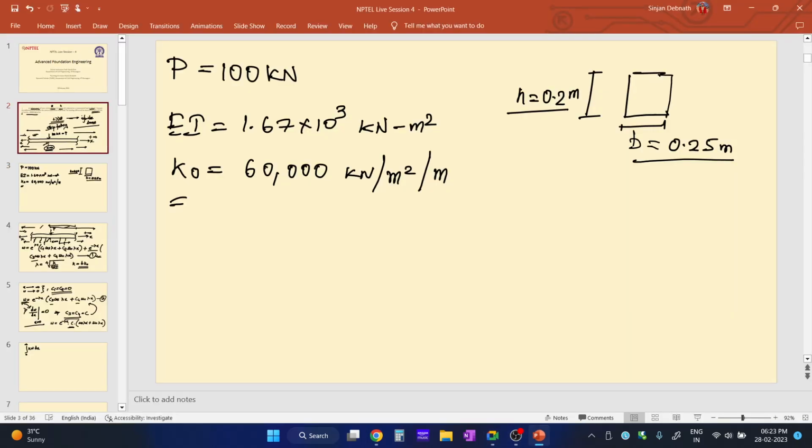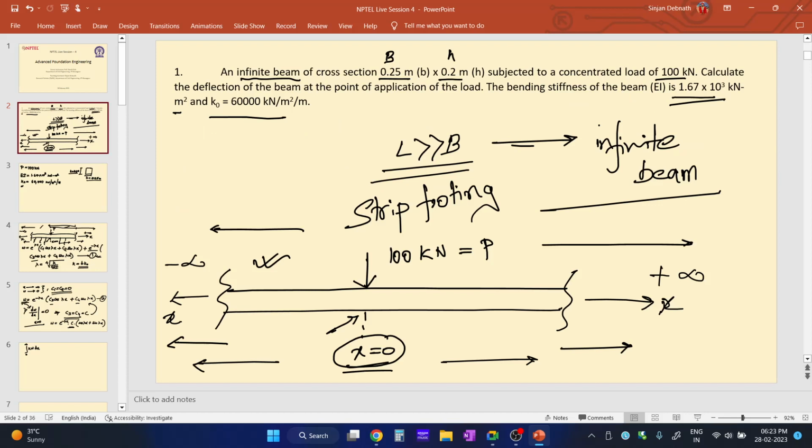So the information given in the question is the load acting over here, which is 100 kilonewton, and we know EI, the bending stiffness of the beam, which is 1.67 into 10 to the power 3 kilonewton per meter square. And K0, what is K0? It is the subgrade modulus.